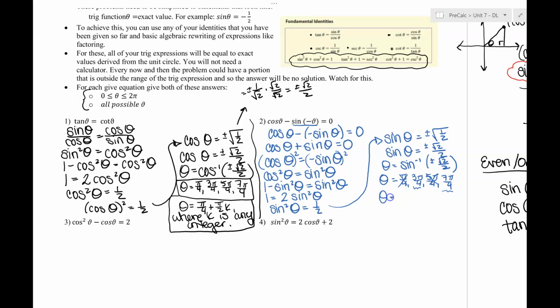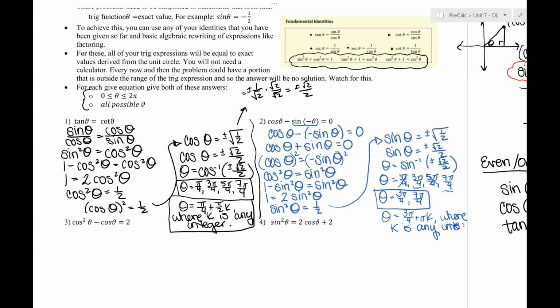It's really important that you check your answers. Please, please, please get in the habit of checking your answers. We can see that these are separated by pi, so you're more than welcome to write 3 pi over 4 plus pi k. If you want to write them out each individually plus 2 pi k, that is totally fine.